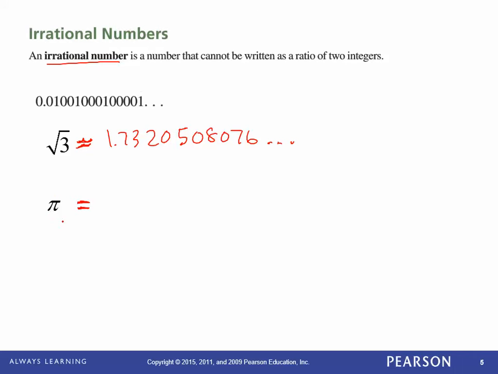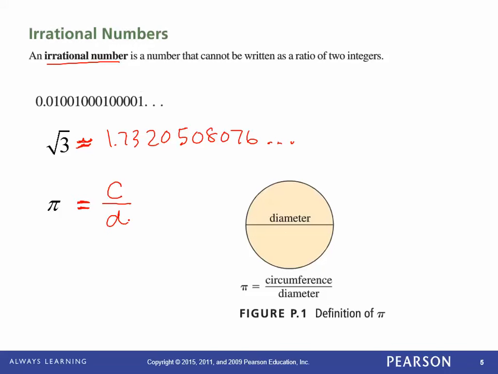So pi is equal to, I think I heard one person say it, circumference over diameter. If you take a circle like this, you take the circumference, which is the length all the way around the circle, measure that, and divide it by the diameter. This is what pi is equal to, not 3.14.